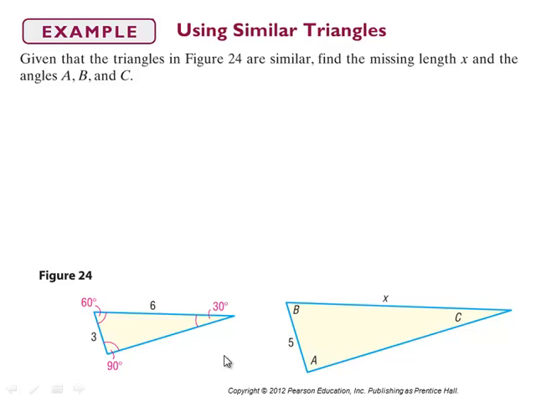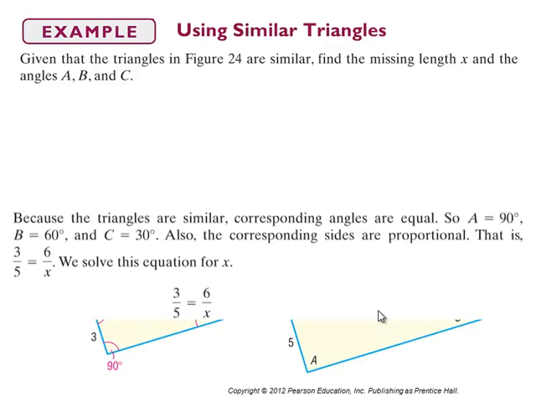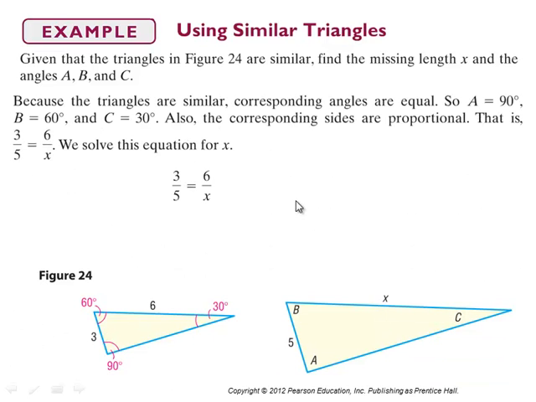So we could say that 3 is to 5 as 6 is to x. That's one possible proportion that we could write. There's many others, but this is one that we could use. Or we could say that x is to 6 as 5 is to 3. We could also say that x is to 5 as 6 is to 3. That's another proportion that we could write. So whatever, just write a proportion that allows you to solve for x.